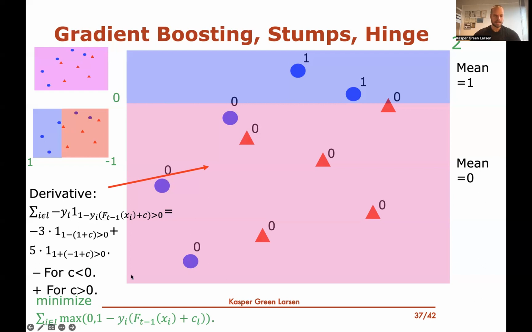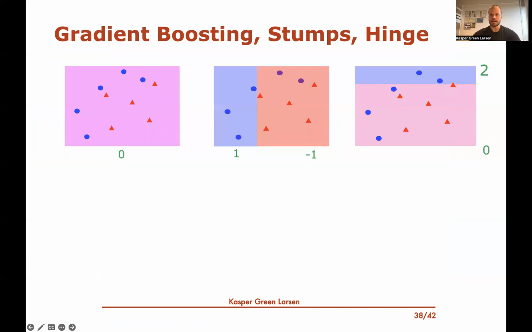And for C greater than 0, the first indicator becomes 0, the second indicator becomes 1, and it's a positive expression. So this means that this, as a function of C, is first decreasing until C is equal to 0, and then it's increasing thereafter. Which means it takes its minimum at C equals 0, so we're just going to return 0 here. So the regression stump is going to return 2 at the top and 0 at the bottom. So this is the final 3.